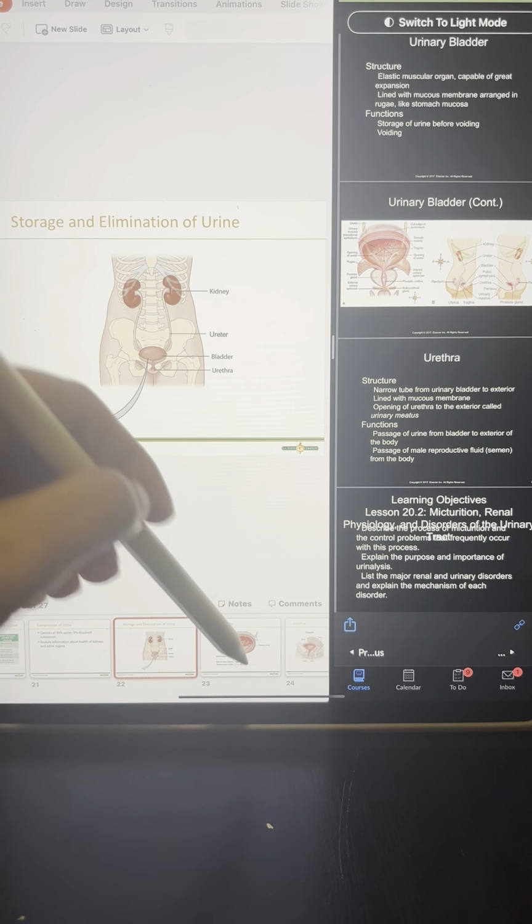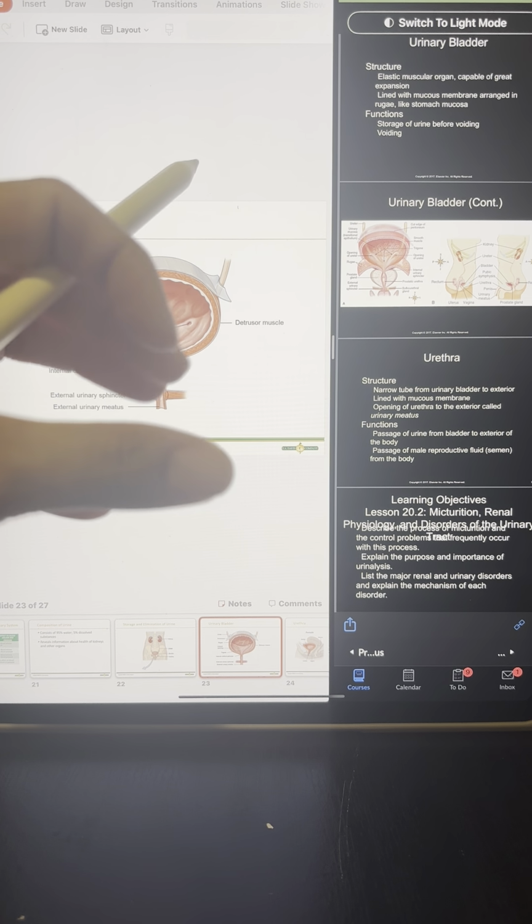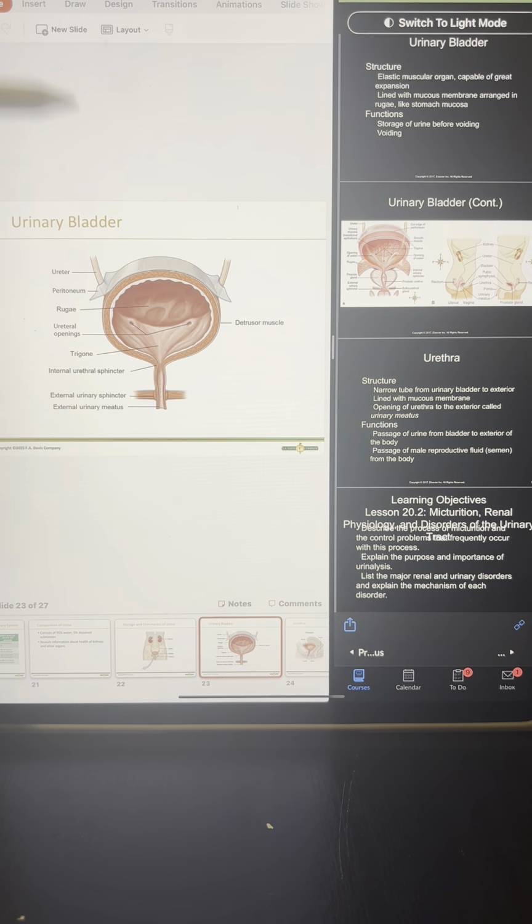Here's our bladder. So we see again our ureters. Our ureters come in and they connect into these holes right here, and then it fills up our bladder. Our bladder shrinks when it's empty. It expands when it's full.